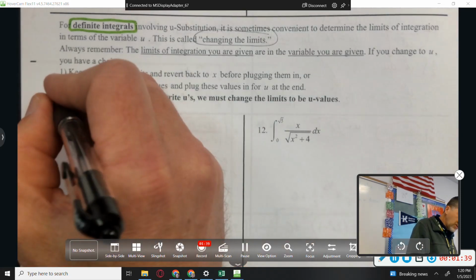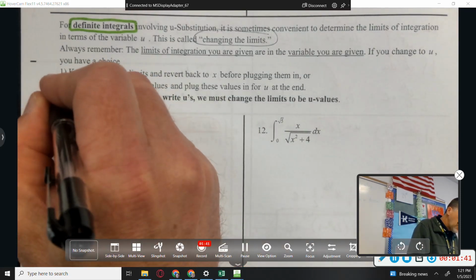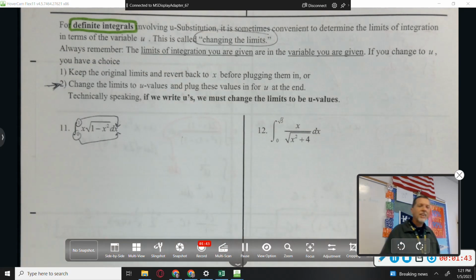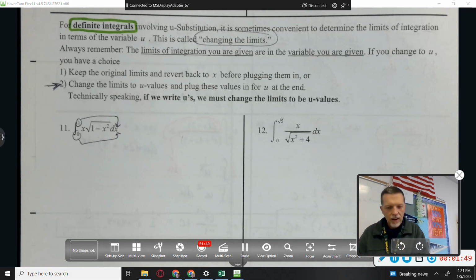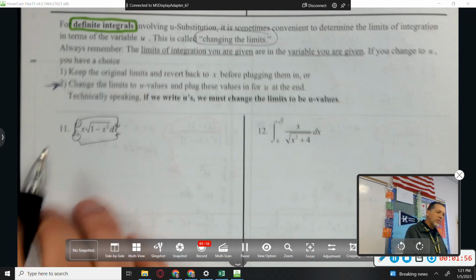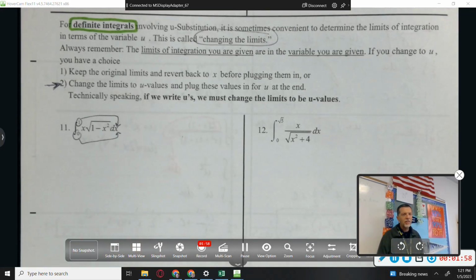We're usually going to do the second, because the AP Test knows how to write questions that force you to do the second. And I'll show you what I mean when we get to the homework. We can write questions that force you to change the limits.